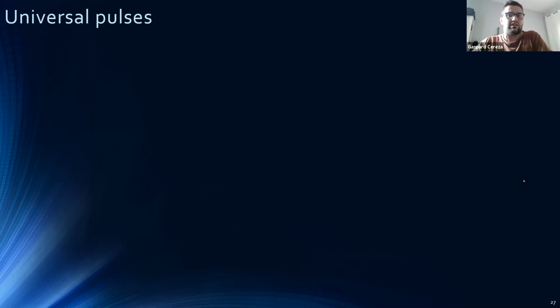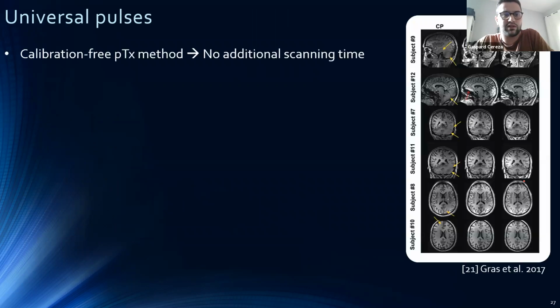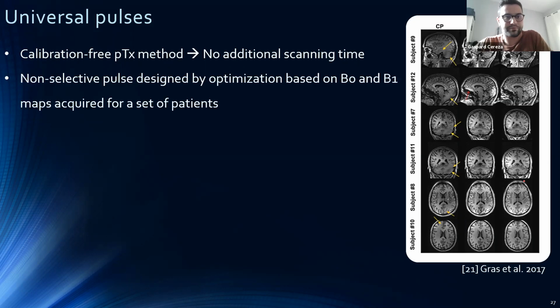And the other point that is investigated is the use of calibration-free methods. So the universal pulses are one of them. Calibration-free method means that it doesn't require any B1 mapping or optimization, because the pulses are already stored in the scanner.